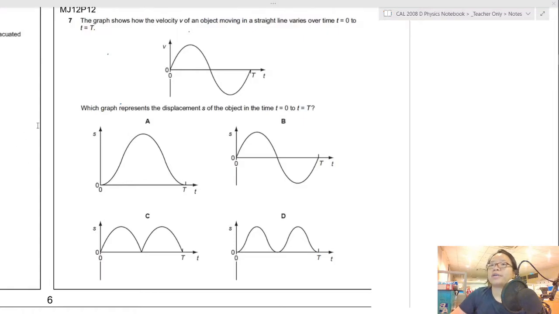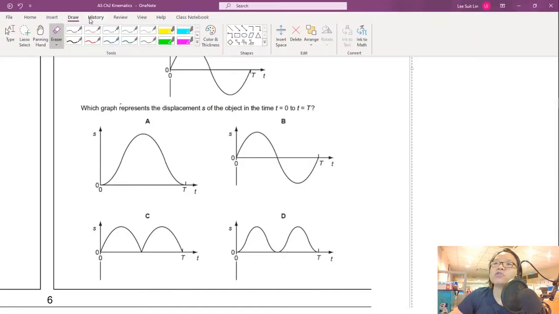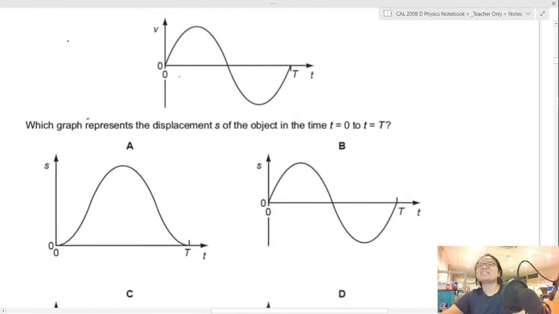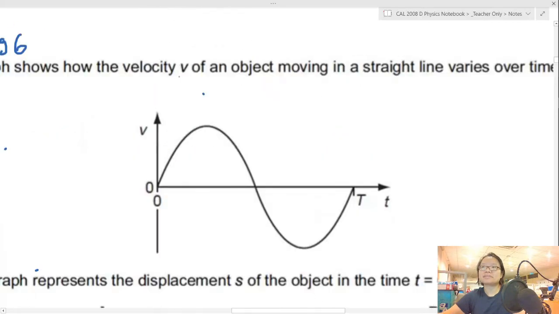Alright, so let's look at an example. I can't speak English anymore. Okay, so we are at page 6. This looks strangely like the graph I've drawn in your notes, but actually it is not. So let's just practice our skills.